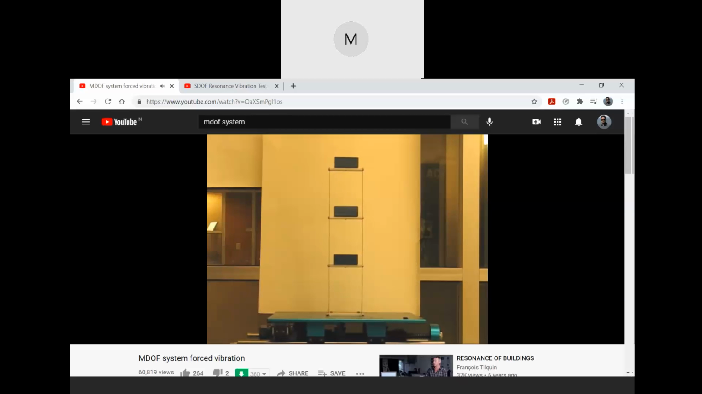Look, the vibration patterns are different. Initially, it was shaking in a different way. Now it is vibrating in a different way.